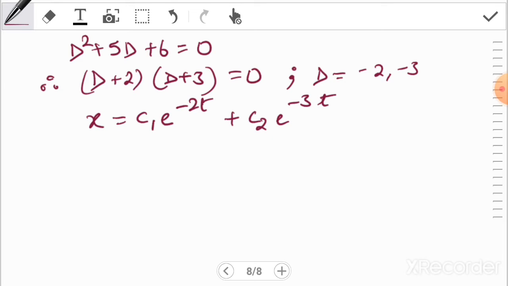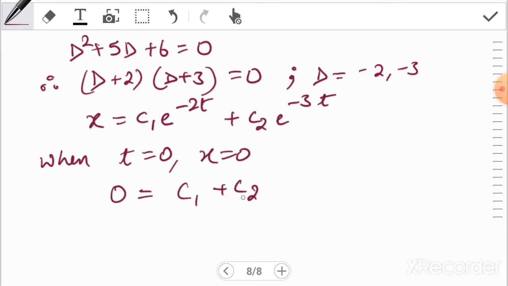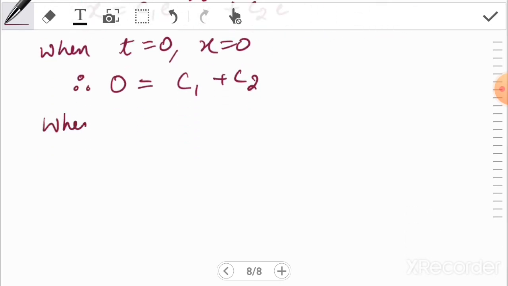Okay. And when t is equal to 0, x is equal to 0, then c1 plus c2 is equal to 0. And when t is equal to 0, dx by dt is equal to 15.